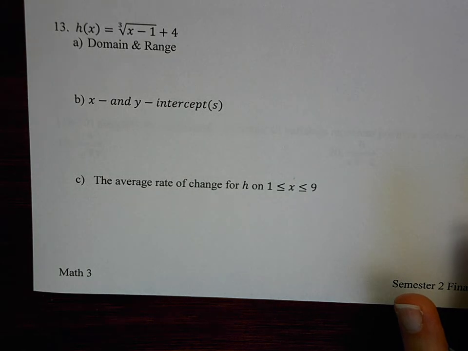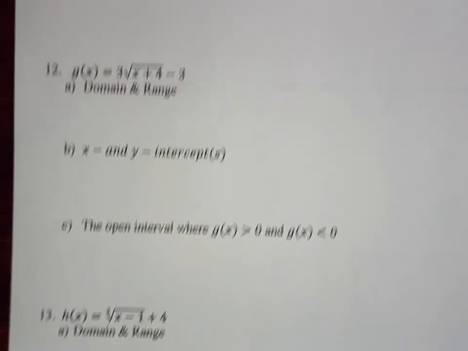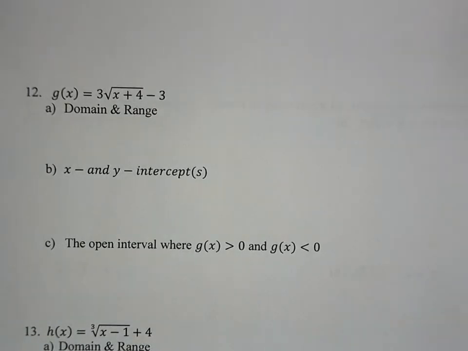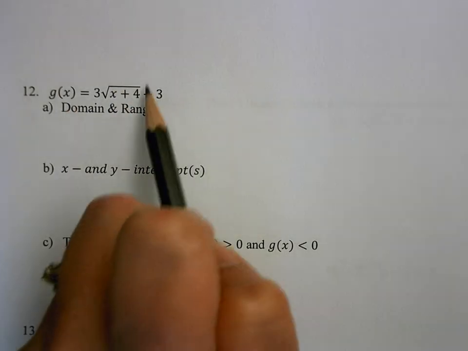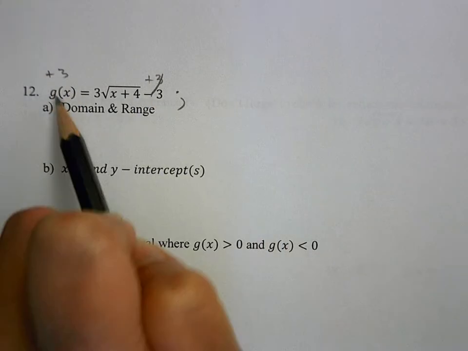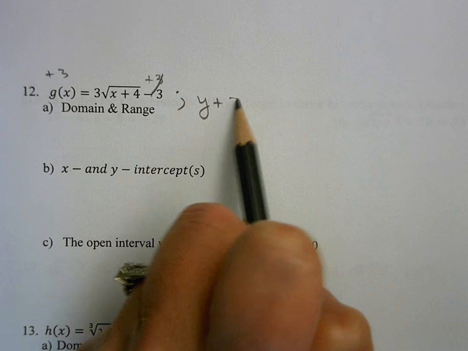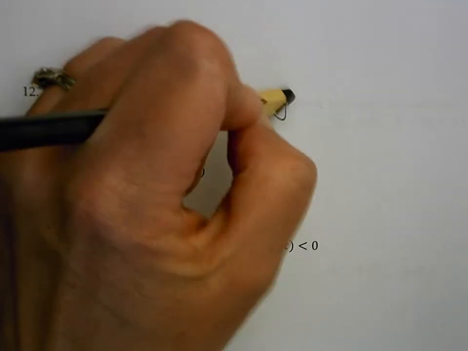So we're going to do some graphing. So let's go ahead and take a look at number 12. So for this one here, we want 2 graphs. So I'm going to go ahead and add the 3 to the other side, just to get that grouped correctly. So g of x is just the same as y. Oops, that's not cube root, that's just a 3.